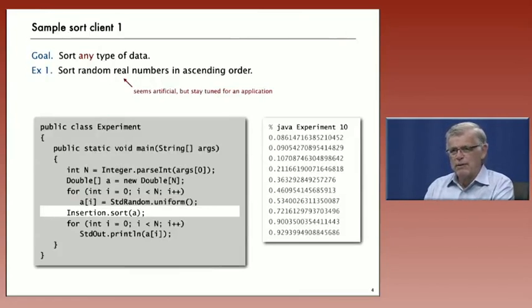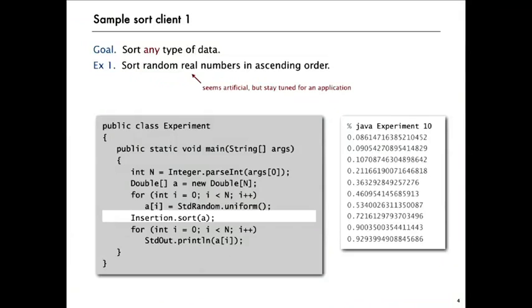Now, our goal is to be able to sort any type of data. So let's look at a couple of client programs. The first example is to just sort some random real numbers into ascending order. Here's a client that calls our insertion sort method, and all it does is read numbers from standard input into an array a, then calls insertion sort, and then prints them out. You can see on the right that the numbers are printed out in sorted order.